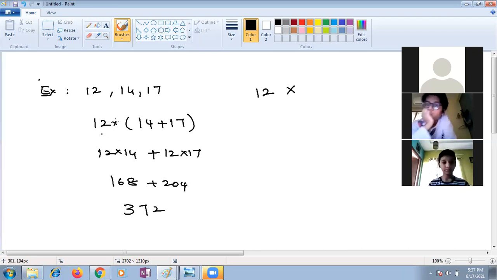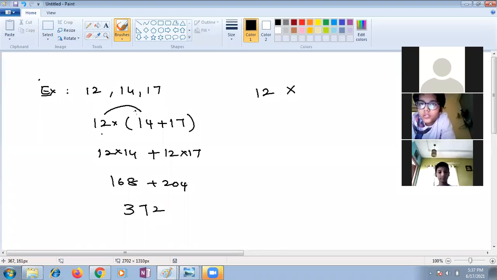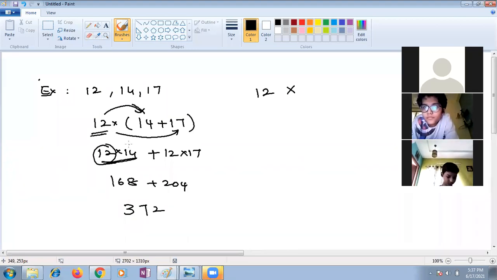Drona, this property we can also call the mother and children property. Why? Mother is whatever the number outside. Mother is distributed for both the numbers. So we can write 12 into 14. Mother is 12 and she is distributed for the first child. The same way, mother 12 is there, she is sharing her love and affection towards the other child too.